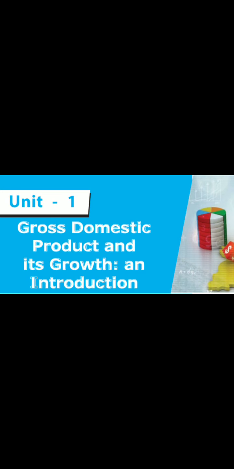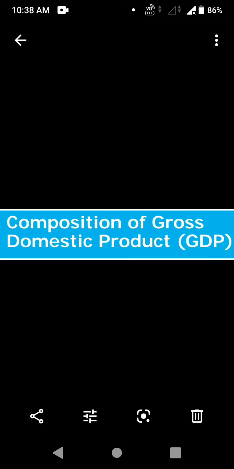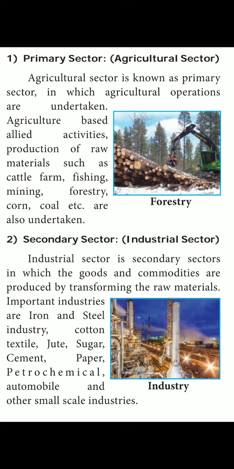Okay, we come to today's lesson, that is composition of gross domestic product. That is GDP, gross domestic product, short form GDP. What are the composition of gross domestic product? About that only we are going to learn today. Here, there are 3 sectors. What are the important 3 sectors? That is the primary sector, secondary sector and the tertiary sector. About these things only we are going to learn today.